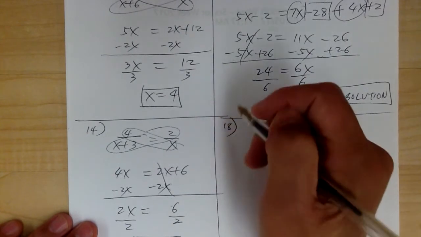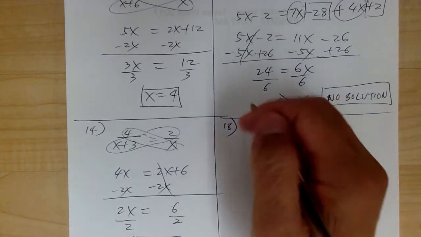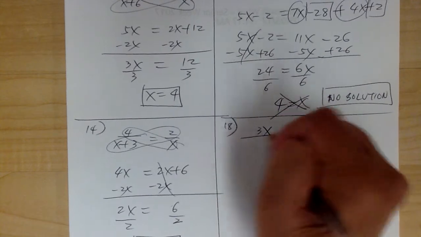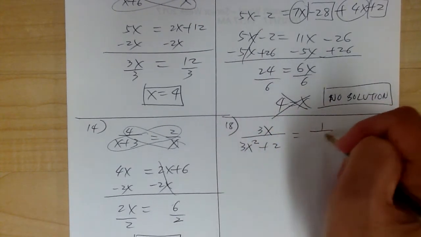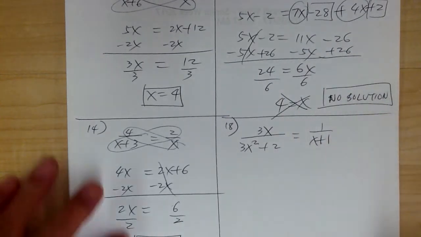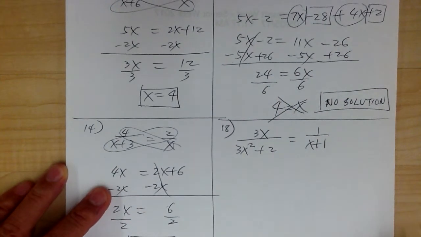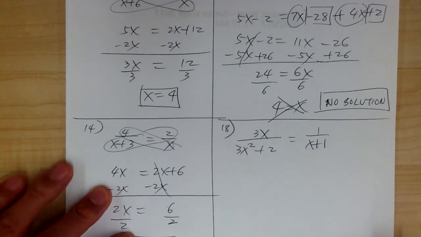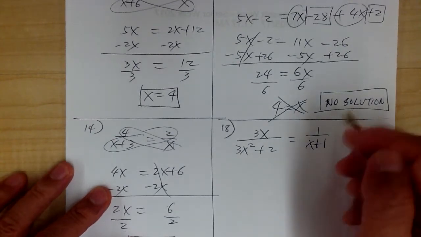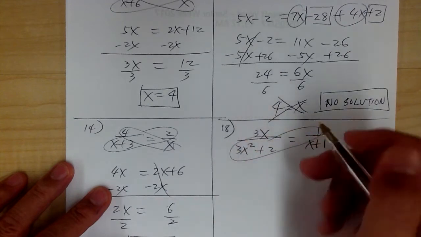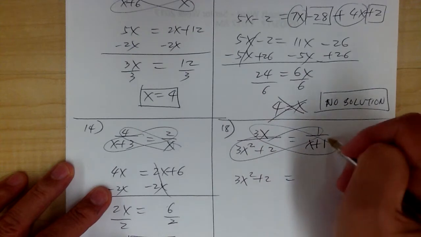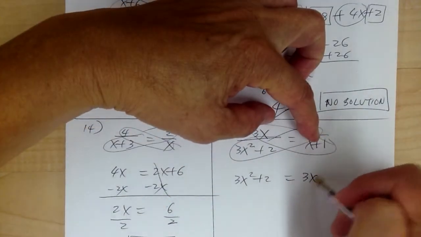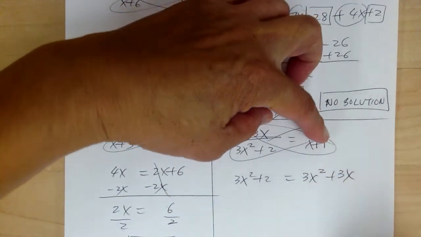Let's go to 18. You got 3x over (3x squared plus 2) equal to 1 over (x plus 1). In this case, you can do the cross multiplying. It's probably a little bit quicker. So cross multiply. I get 3x squared plus 2 equal, cross multiply, 3x squared plus 3x.